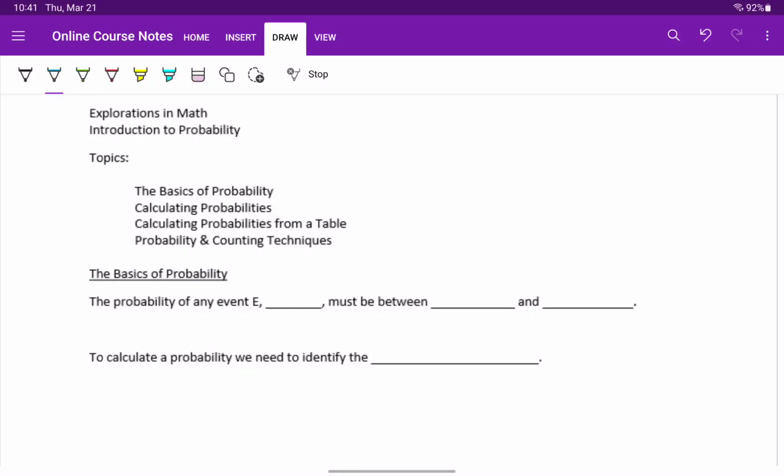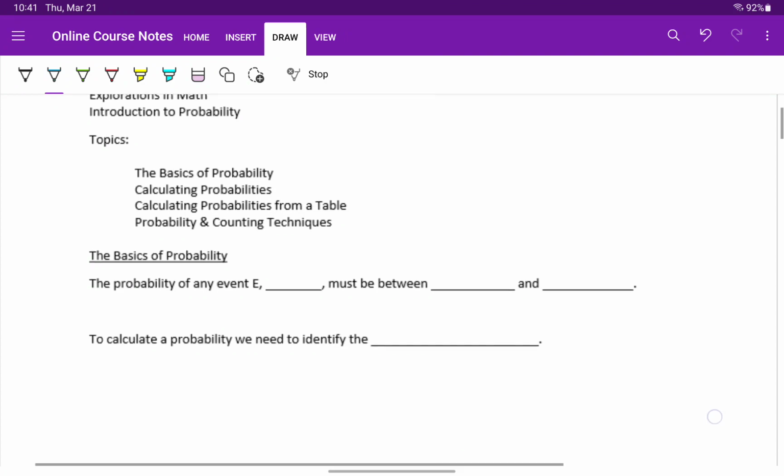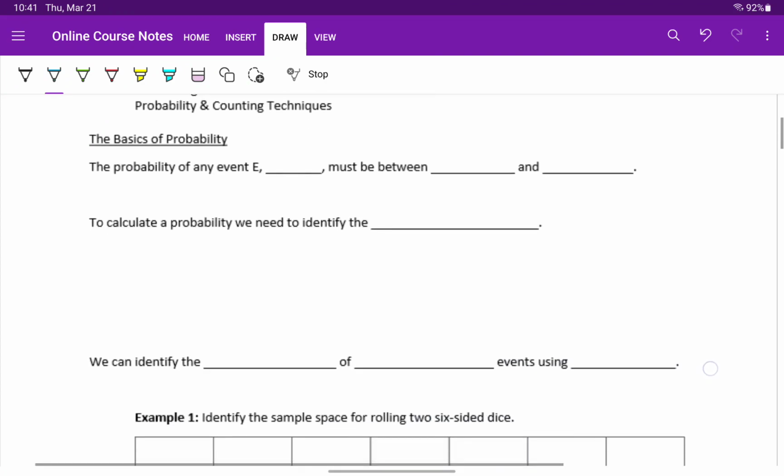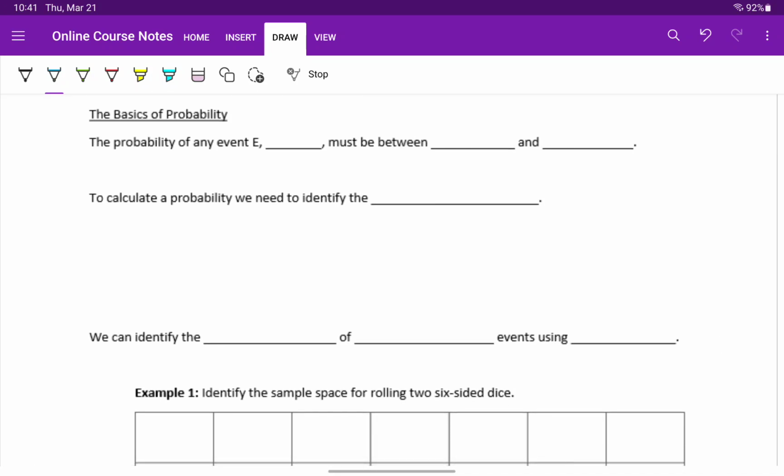In this section, we want to introduce the basic concepts of probability and build our way up to using the counting techniques that we previously established to calculate some different probabilities. We want to start with the most fundamental principle of probabilities, which is that the probability of any event E, which we can represent as P of E, must be between 0 and 1. Or the other way to say that would be that probability has to be between 0% and 100%.